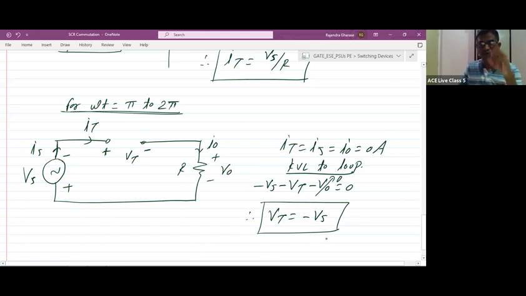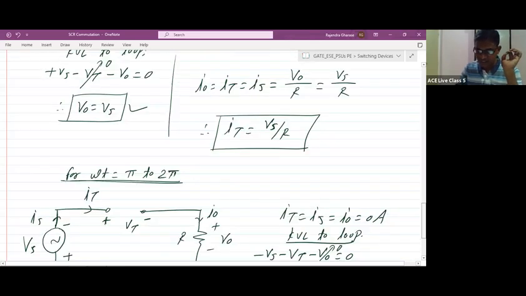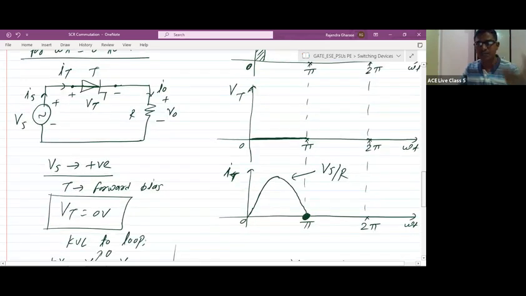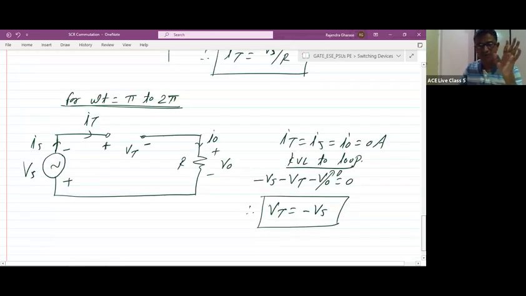Please be careful. Don't get confused. VT is minus VS. The meaning is not like this is a minus of. You can check here, if VS is negative here, it is not like minus of this minus, so that will be plus. It is not like that, because if you think in this way, then it will be your mistake.